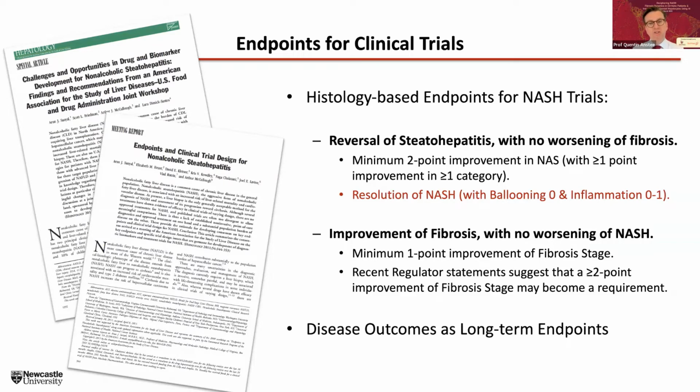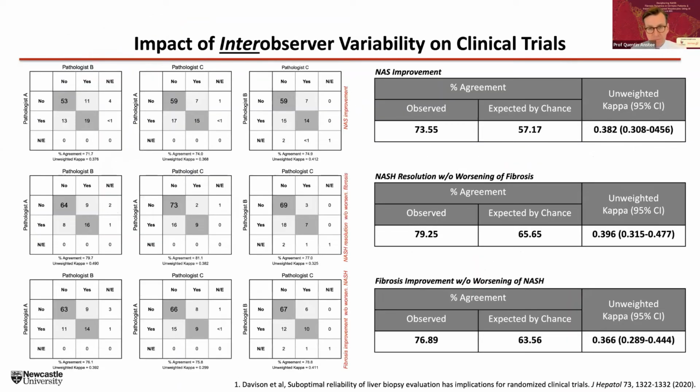And then one of the 2 key endpoints of clinical trials, that reversal of steatohepatitis with no worsening of fibrosis, specifically mandates resolution of NASH determined by a ballooning score of 0. So to get into the trial, we need to be confident ballooning is present, and to have a positive outcome in the trial, we need to be confident that ballooning has gone. And this is really something which we need to address, specifically when we consider those inter-observer differences.